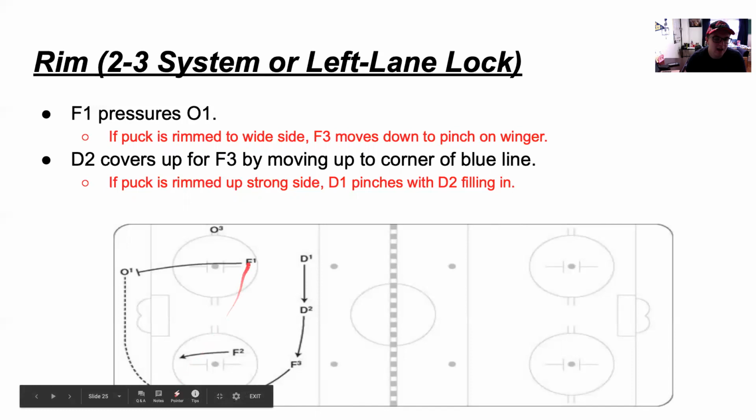So same thing. F1's going to pressure O1. O1's going to rim it off the boards to O4. And then that's where F2 is going to try to prevent that pass. We're going to try to get that puck.